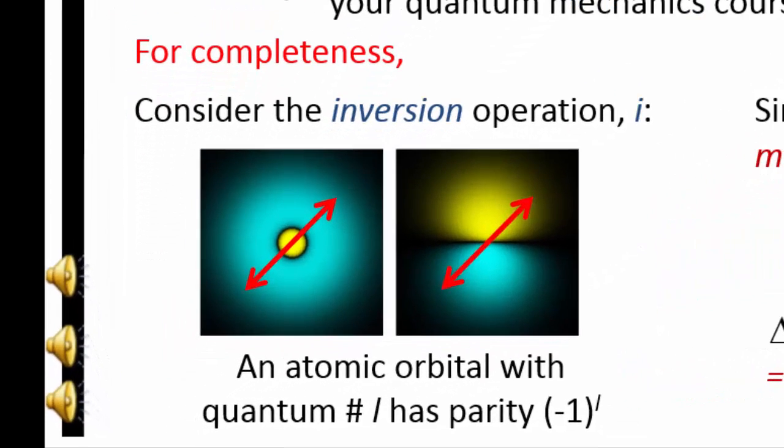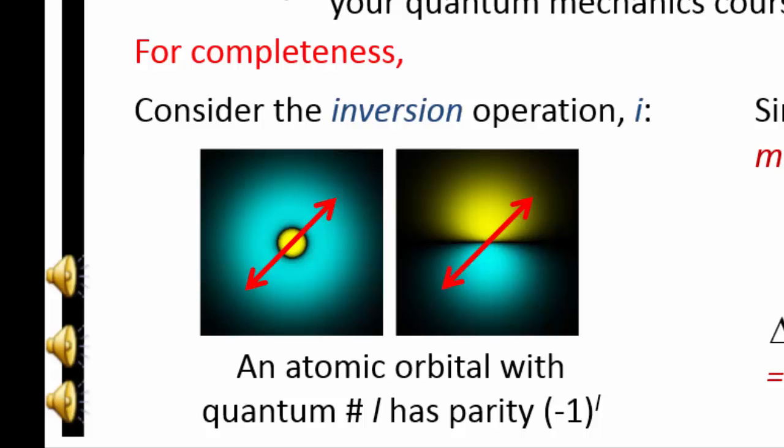For example, consider the inversion operation denoted I. We can think of inversion as replacing the coordinates x, y, z with negative x, negative y, negative z. If we consider the behavior of atomic orbitals upon inversion, we find that s orbitals are unchanged while p orbitals change sign. In the density plot shown here, inversion of the p orbital would cause the yellow lobe to become blue and the blue lobe to become yellow, which means that the positive part of the wave function becomes negative and the negative part positive.